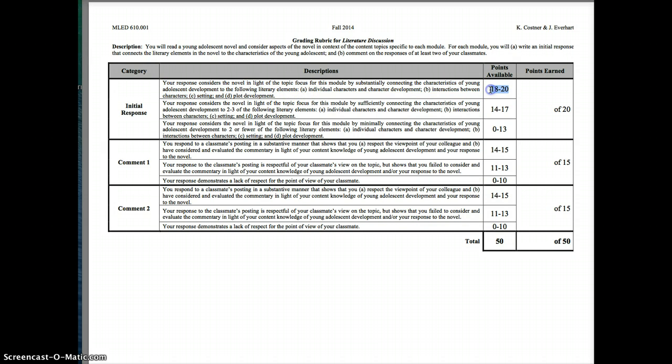The points available for this first initial response are 18 to 20 if you do all 4 of those things. When you look at the second tier there, you're only doing 2 of those 3, and then the last one is 2 or fewer, but I'm hoping that we will all be in that top tier. The next thing I wanted to draw your attention to is comment 1, where again you're responding to a classmate's posting in a substantive manner that shows you respect the viewpoint of your colleague.